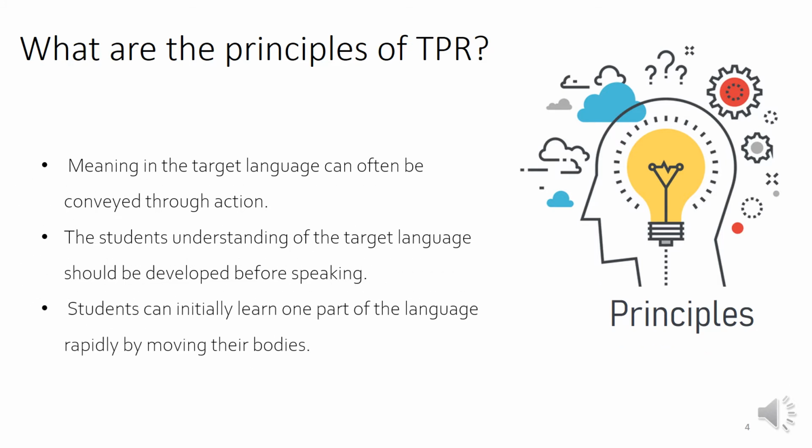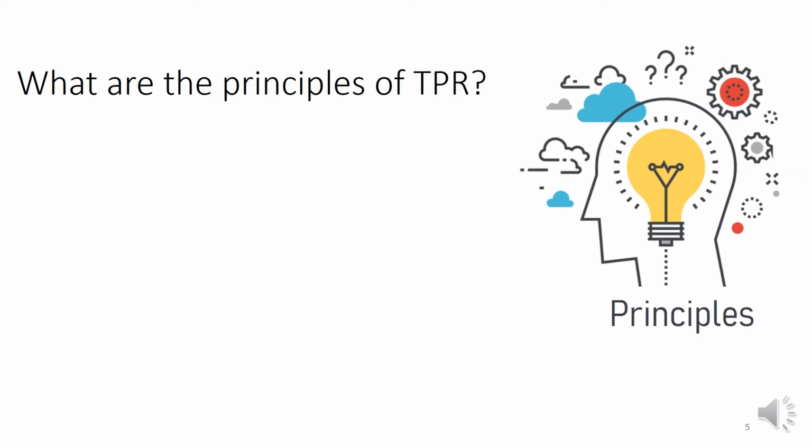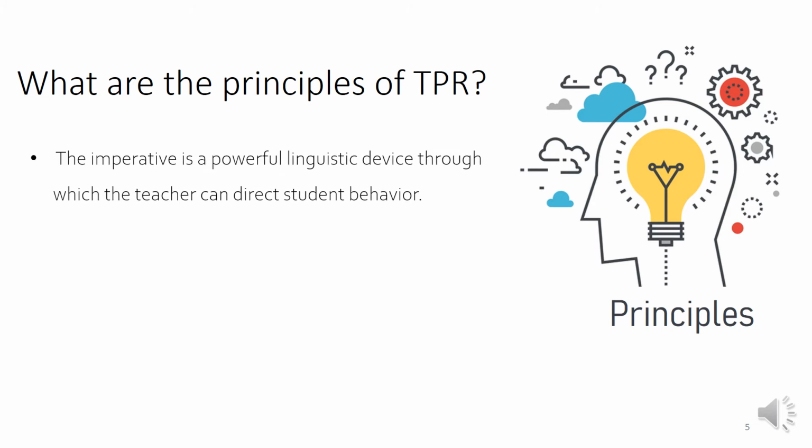Number 3, students can initially learn one part of the language rapidly by moving their bodies. That means the teacher gives the commands quite quickly. Number 4. The imperative is a powerful linguistic device through which the teacher can direct student behavior. For example, the teacher sits down and issues commands to the volunteers. It means that the students choose if they want to act the action or not.